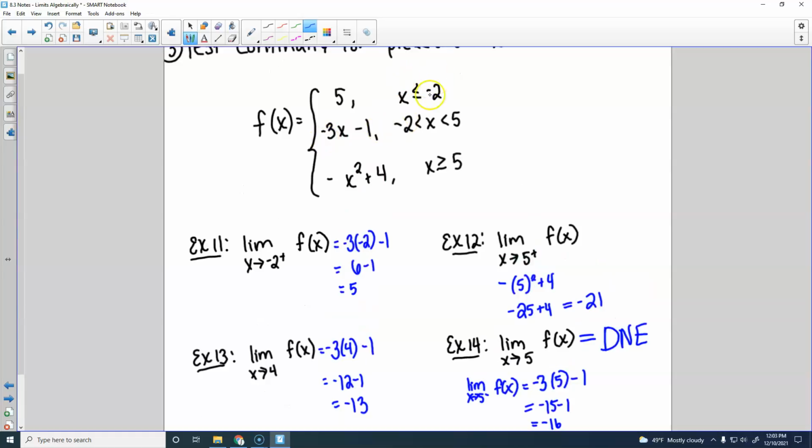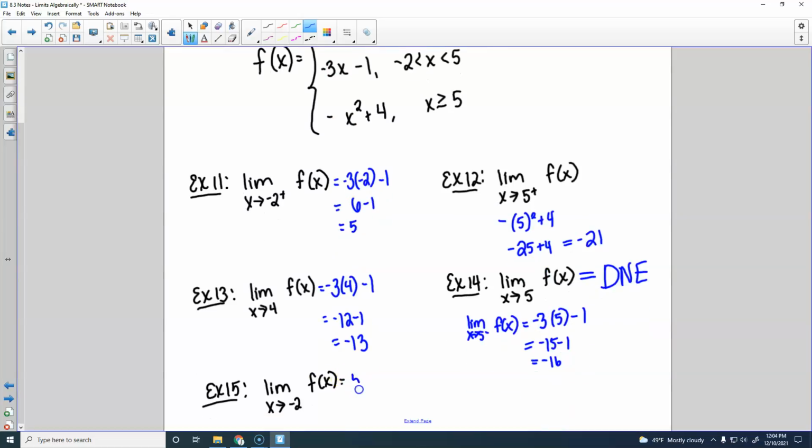From the left, at -2, you're looking at these two functions right here. The one from the left would be this one. What is our value of that function? It is 5. So they are the same here. So if they are the same, then they have that limit. It would be 5. Okay, questions?